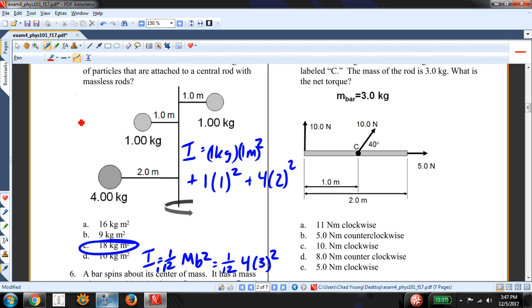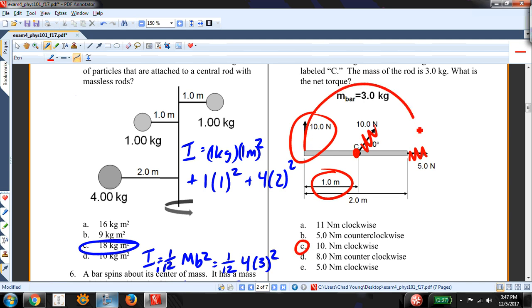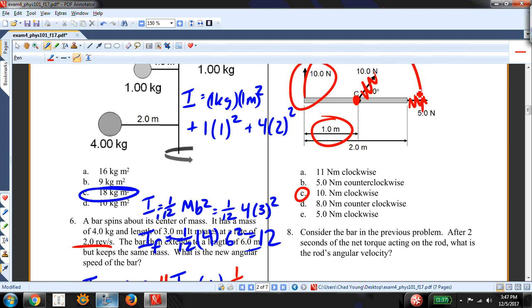Okay, what is the net torque about this point? Well, recognize no torque there because theta is equal to 180. So my only torque is given by this force, 10 newtons at 1 meter moment arm. 10 times 1 is 10 newton meters clockwise. And indeed, it is a clockwise rotation.